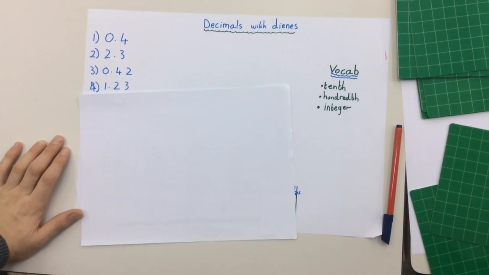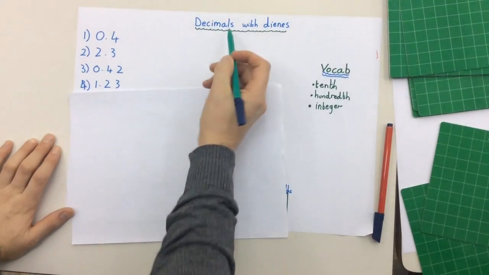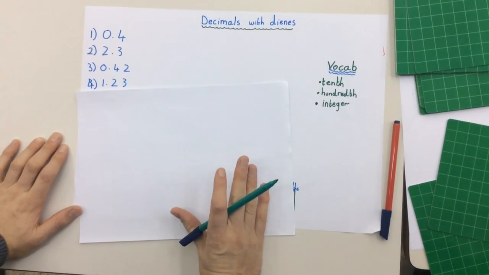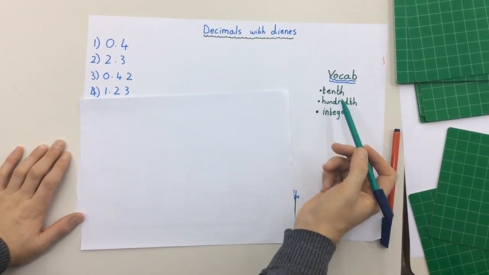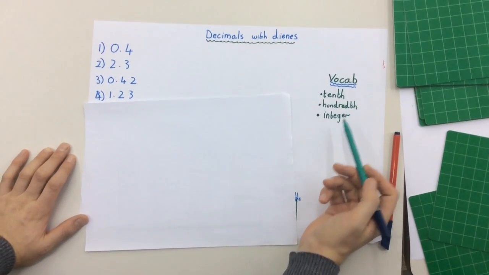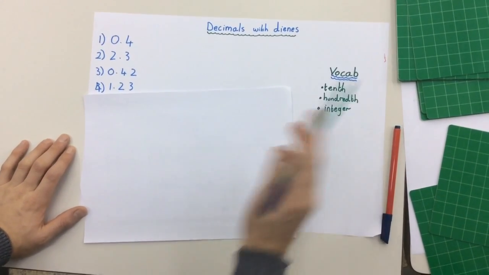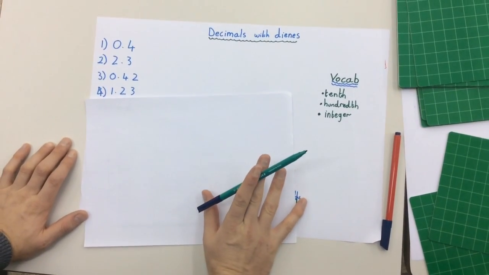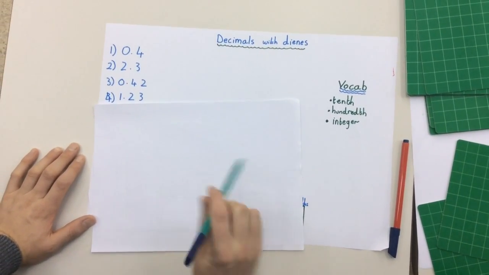Today we're going to look at decimals. And the key words we're going to need are tenth, hundredth, and integer. And we'll come to those words in a minute. But I just want to make one thing really clear.